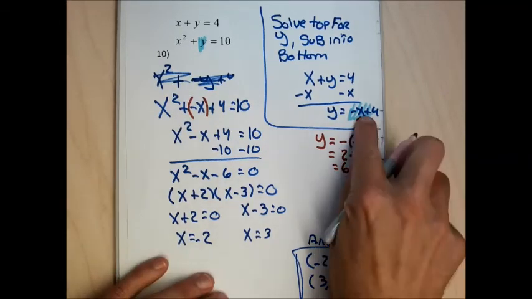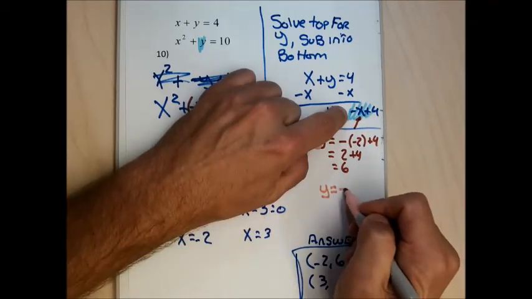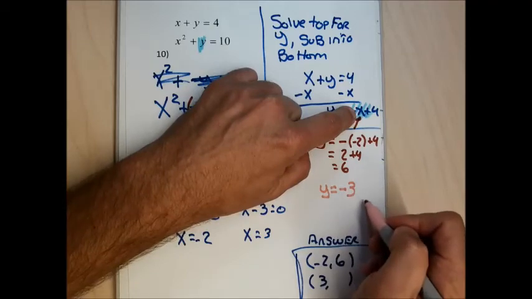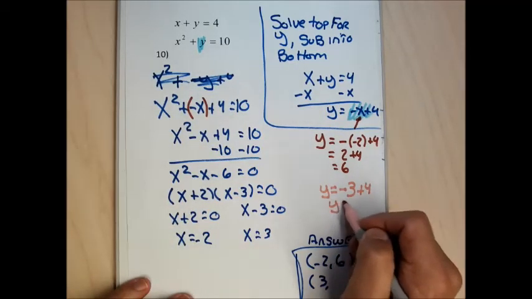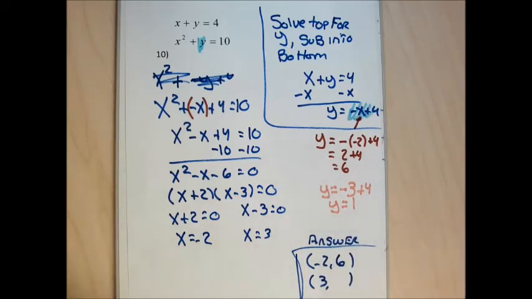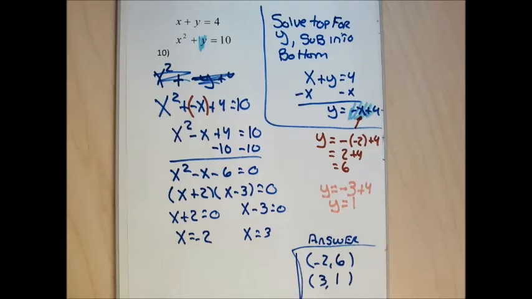Next thing I'm going to do is change that x to a 3 and get y equals negative from the problem and then 3 from my answer for the x plus 4. Those numbers have opposite signs, so I subtract and take the sign of the larger and get a +1. That's the end of my answer for problem 10.